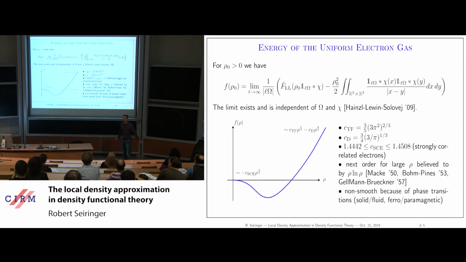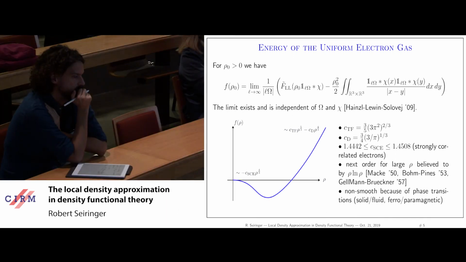Of course, we don't know this function either. So you still have to solve the many-body problem for a homogeneous electron gas. But what we do know, we know certain asymptotics. So for instance, for large density, the leading term is the kinetic energy. So you'll just have the Thomas-Fermi term, Thomas-Fermi constant times rho to the 5/3. This is just the semi-classical kinetic energy of a Fermi gas.